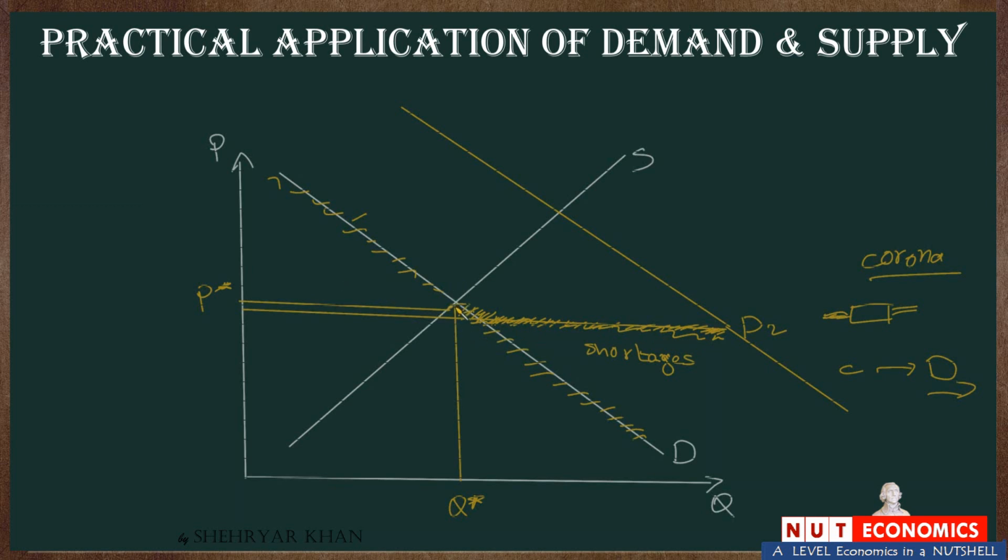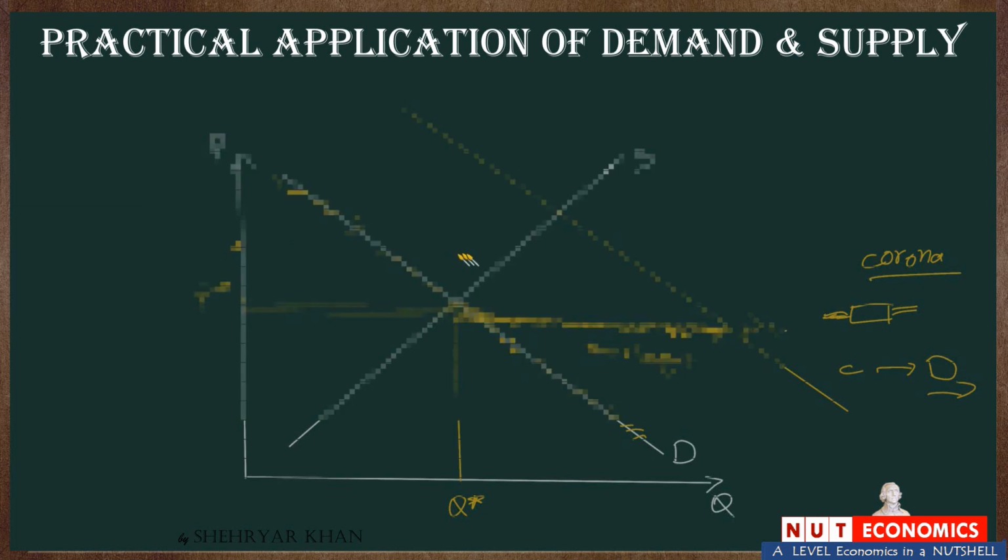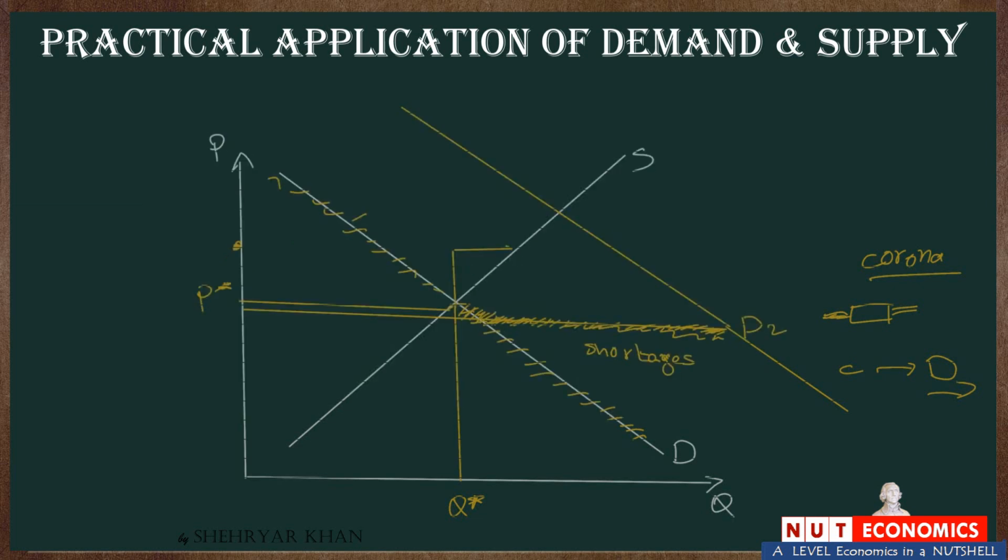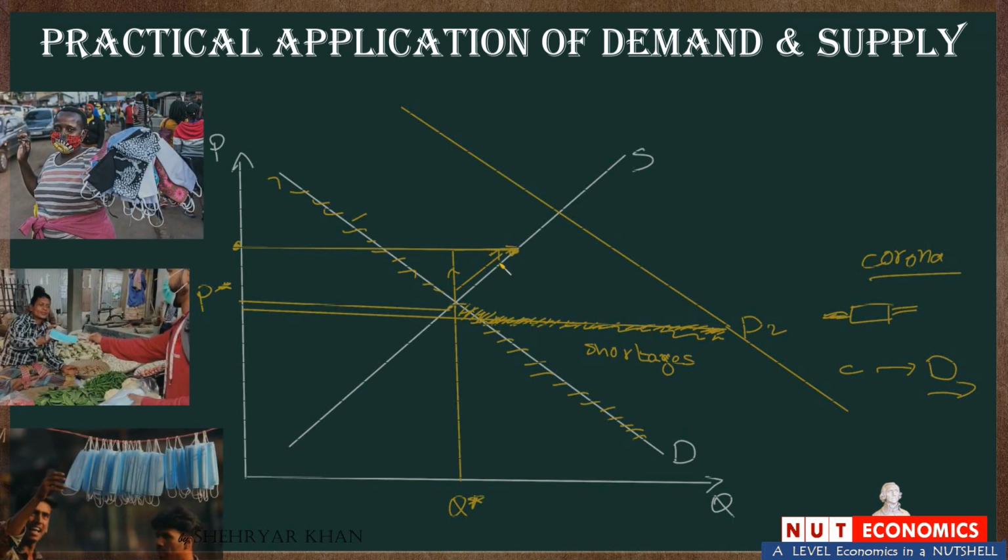Now, the next thing that the model tells us is that once the prices increase, then as price increases, more producers will have an incentive of profit, so quantity supplied will increase, and you will start seeing more masks in the market. At a higher price, quantity supplied will increase, and that is exactly what happened. People started selling masks even if they were doing something else previously. Butcher shops started selling masks, stationery shops started selling masks, roadside vendors started selling masks.